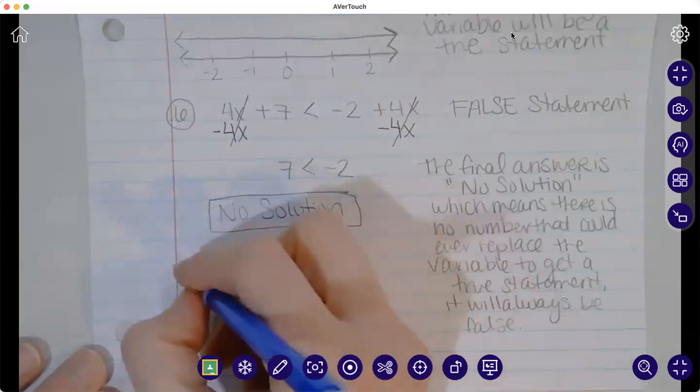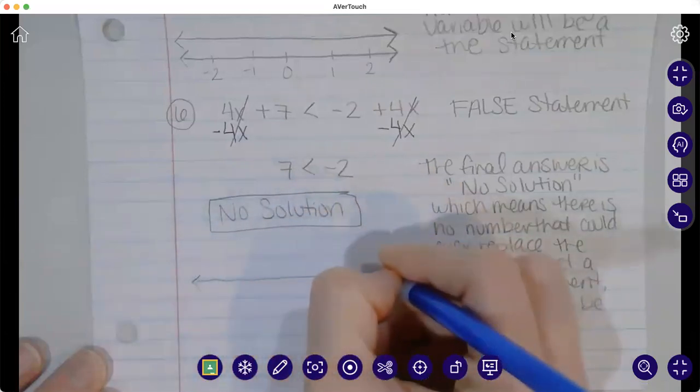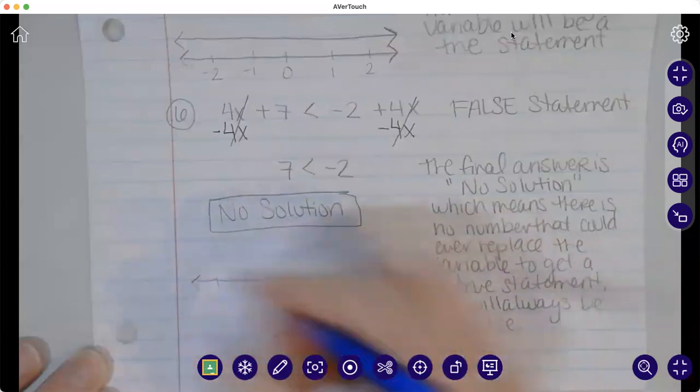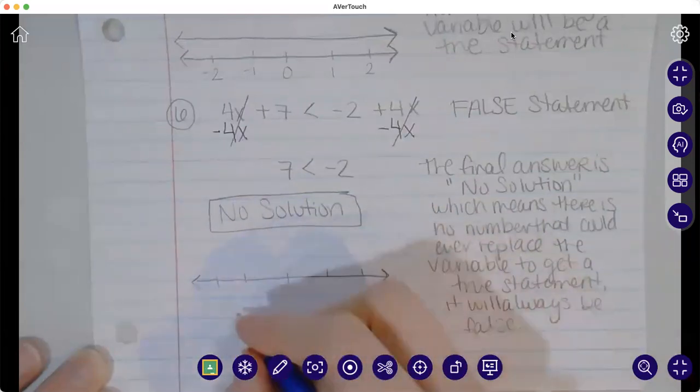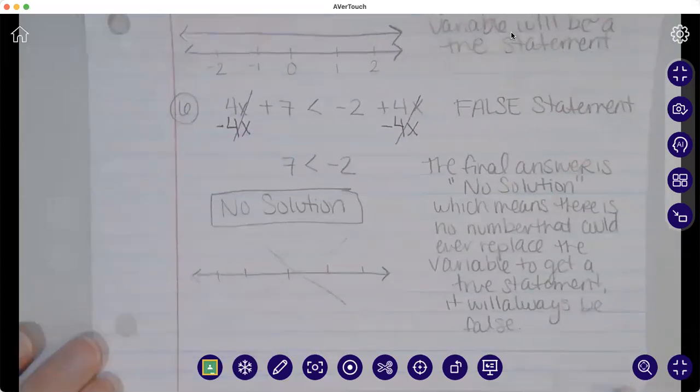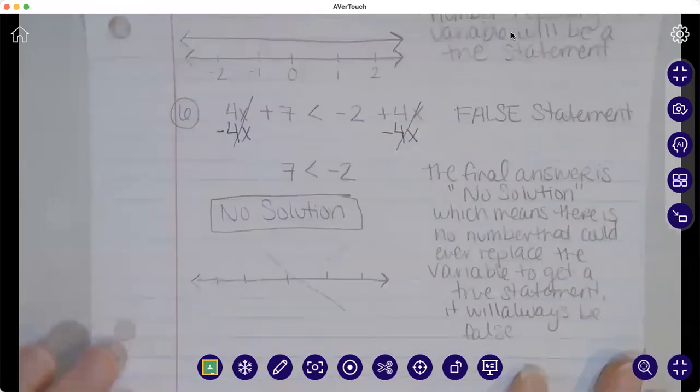Okay. And all that means for your number line is that there isn't one. You quite literally will just leave it blank. Okay. You could even do a little X like this, but that would be the end of your answer.